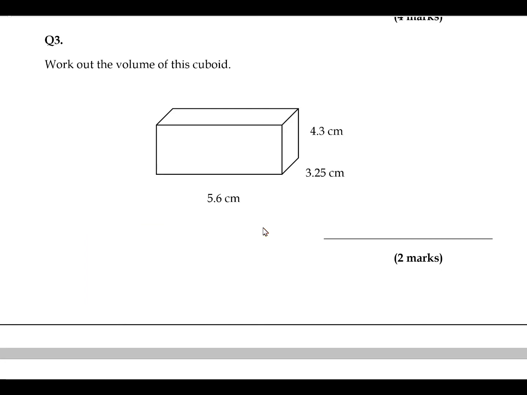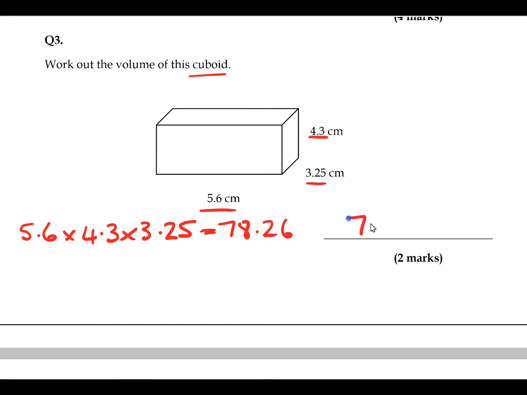Question 3 is asking us to work out the volume of a cuboid. So you need to remember, to work out the volume of a cuboid, you multiply the 3 dimensions. So 5.6 times 4.3 times 3.25. Simply put this in your calculator and it gives us an answer of 78.26. Now when you write your answer on the answer line, don't forget the units are centimetres, and because it's volume and we use 3 dimensions, it's cubed. So 78.26 centimetres cubed.